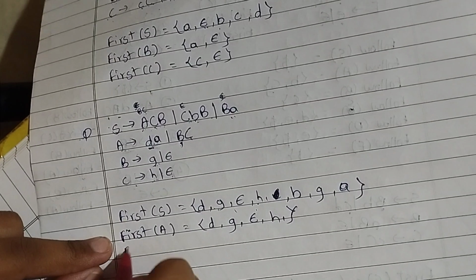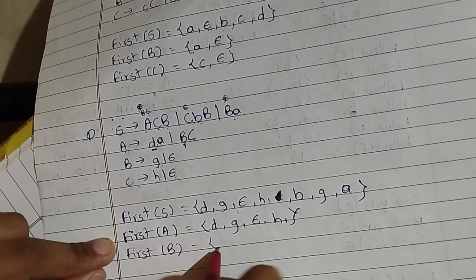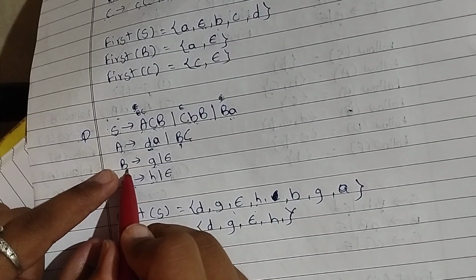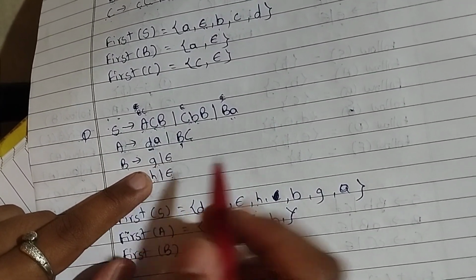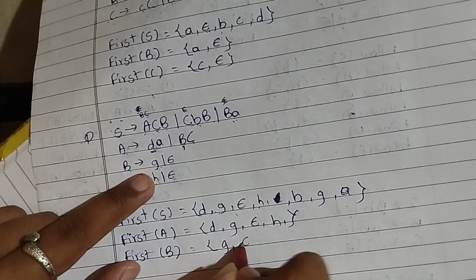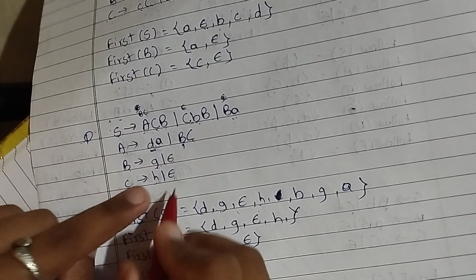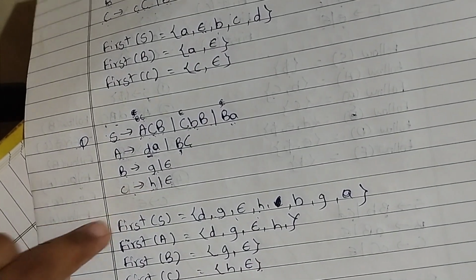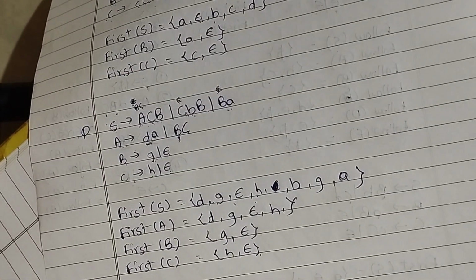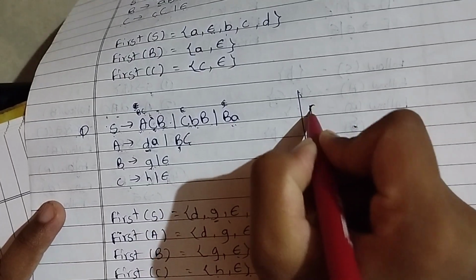Now first of B. So this first of B reads G and null. So all are the terminals. So G, null. First of C, H and null. These are the terminals, so we write directly. Now we find out the follow. Here itself we find out the follow.